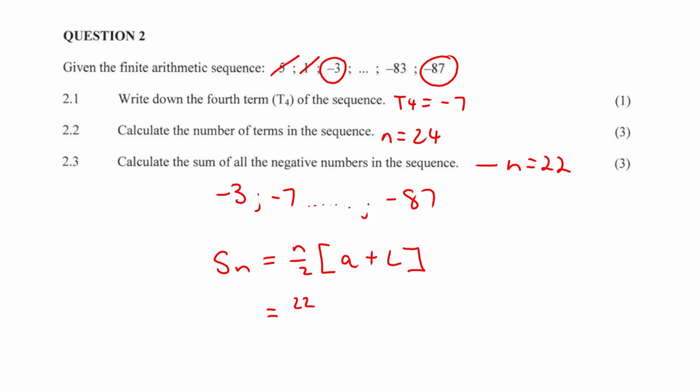Okay, so that's going to be 22 over 2. In brackets, -3 is our new first term. That's our new a, plus the -87 that we have. So the plus and the minus is just going to be a minus. Plug this into your calculator, and your answer is going to be -990. And that's it. That's the question.